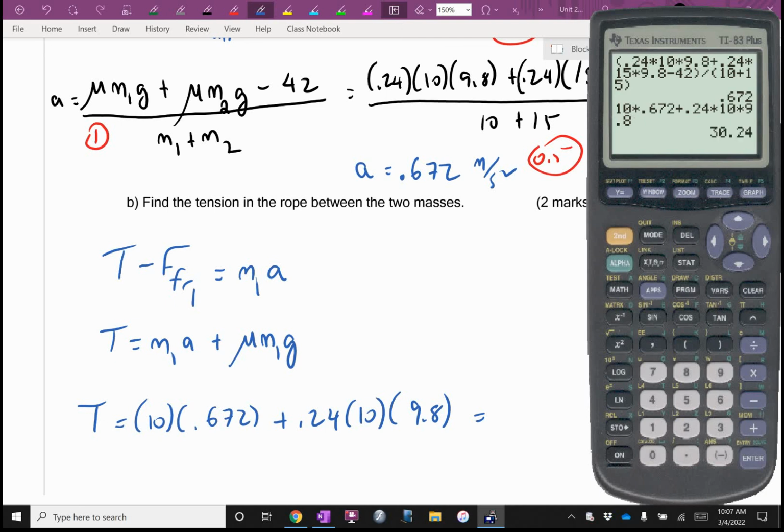Did you get 30.2? No? Yes? Am I wrong or right? I need someone to nod or shake their head because nobody has moved. Did you get that? Did I make a mistake? Jeez, you guys are a big help.